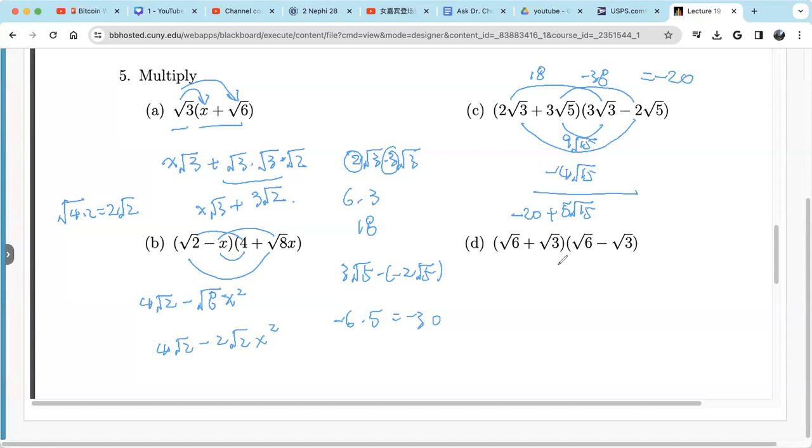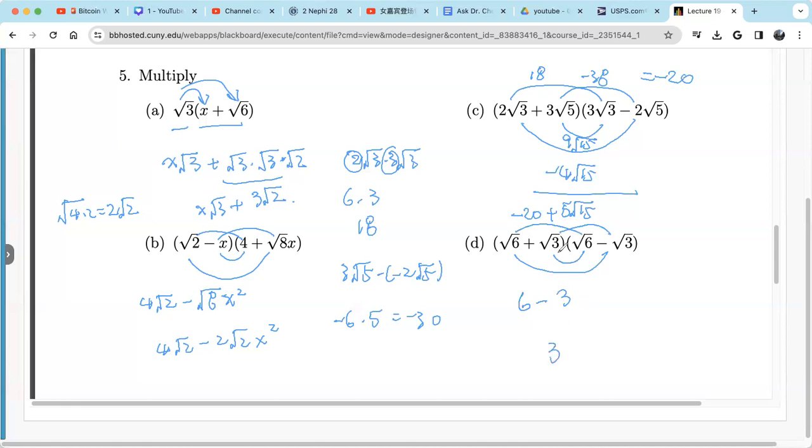Now let's see D. D, we do the same thing. Multiply first with first, second with second, second with first, first with second. Right? Radical 6 times radical 6. I hope by now you remember by heart: a radical number multiplied by itself is equal to the radicand. So radical 6 times radical 6, that's just 6. Minus radical 3 times negative radical 3, just 3. So 6 minus 3, that's just 3.